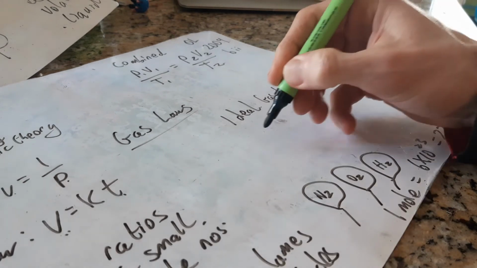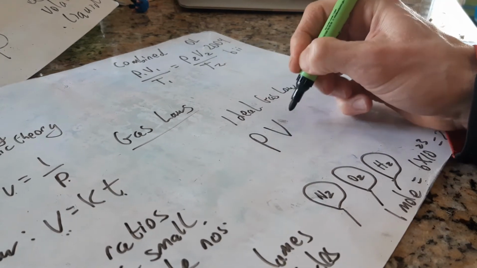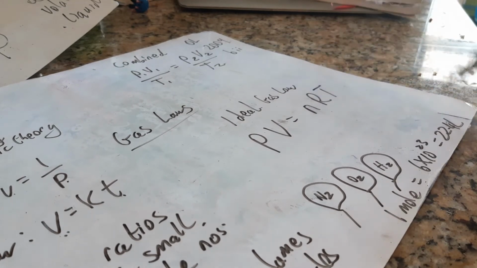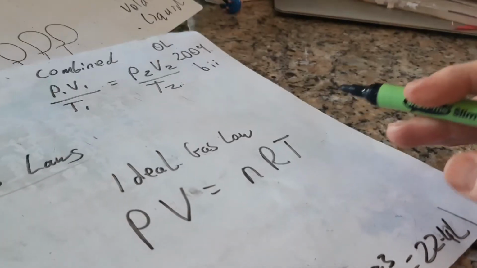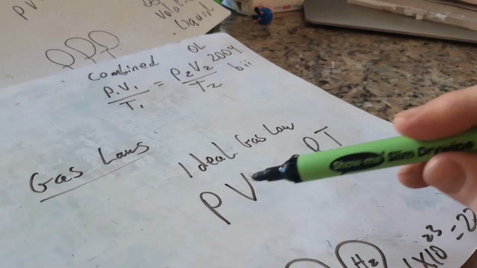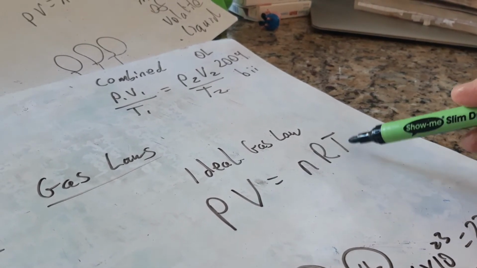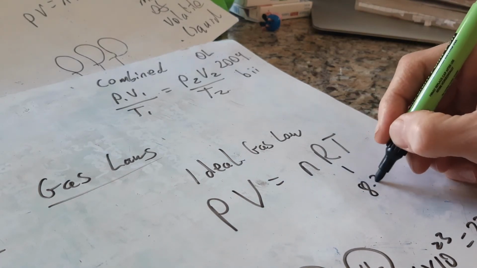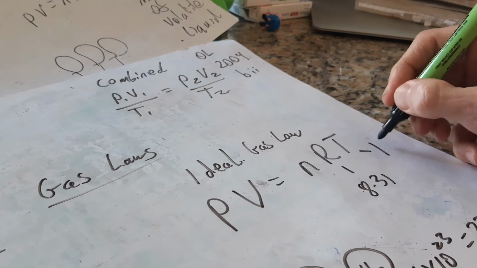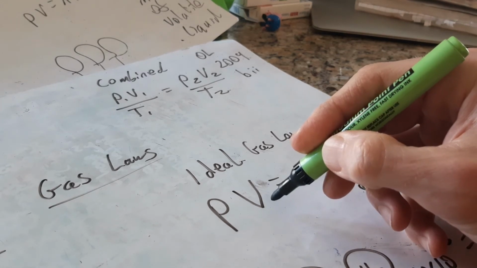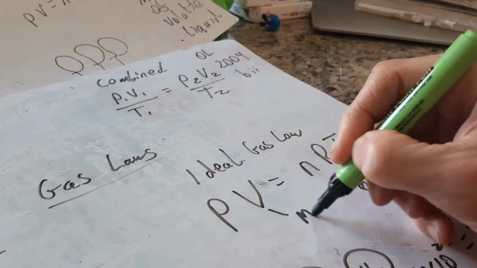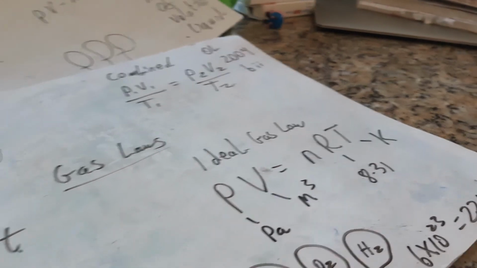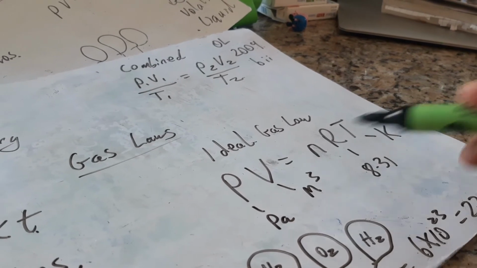And the ideal gas law tells us that PV equals nRT. We're combining Boyle's law, Charles's law, and now Avogadro's law as well. R is a constant. It is 8.31. Temperature must be written in Kelvin. Volume is meters cubed, and pressure is pascals. Okay, so it's really important that your units are accurate with these questions.